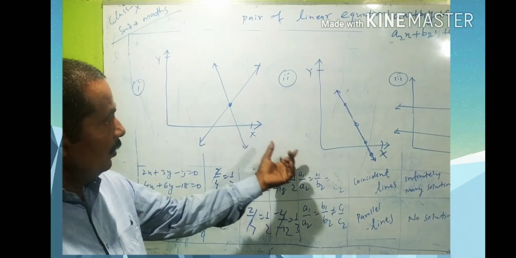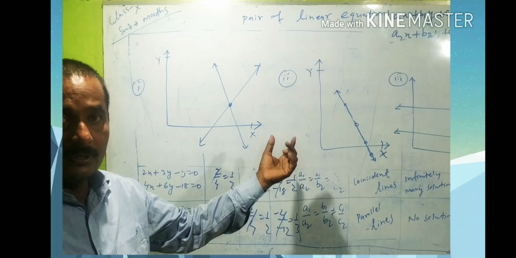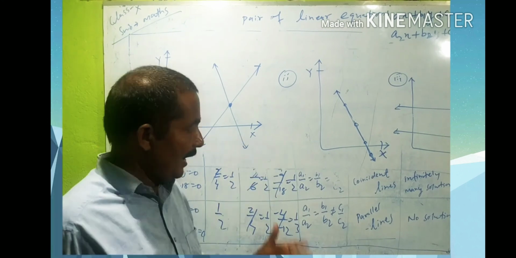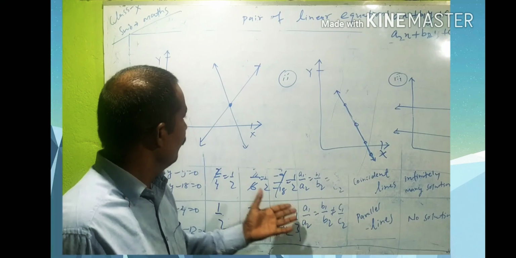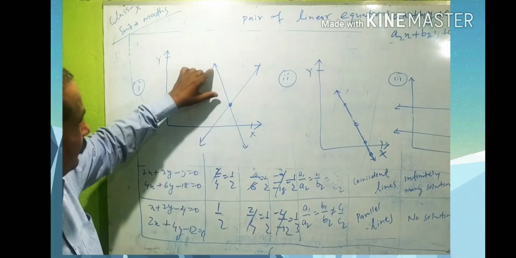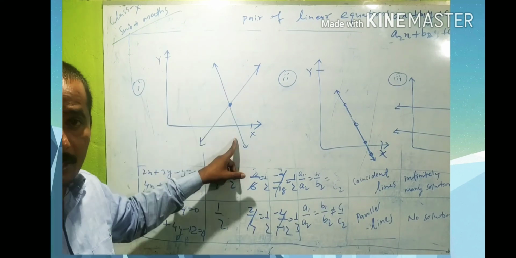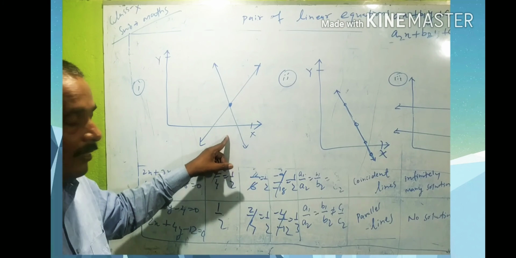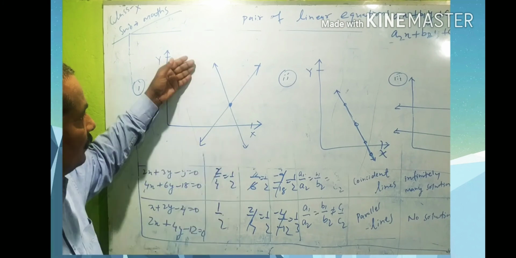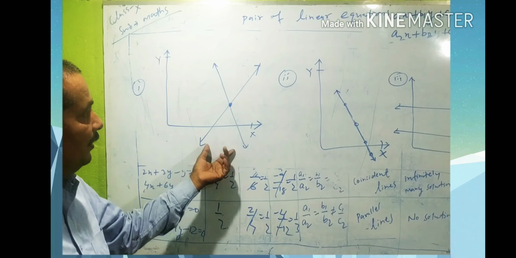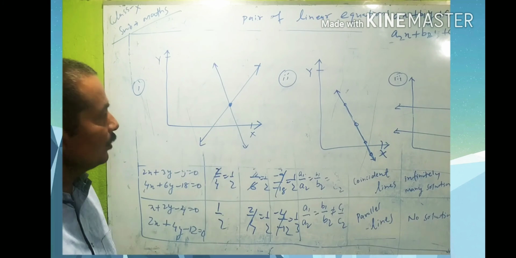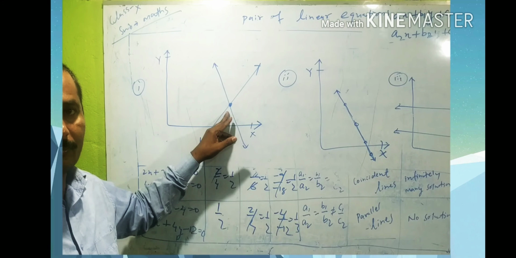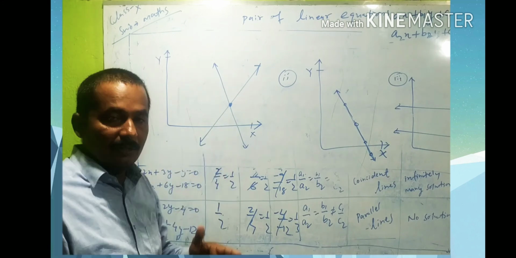So now this is the rough figure for graphical representation. As I taught earlier, look here. This is the graph for the pair of linear equations, and one condition will be here: both lines will intersect each other at one point.